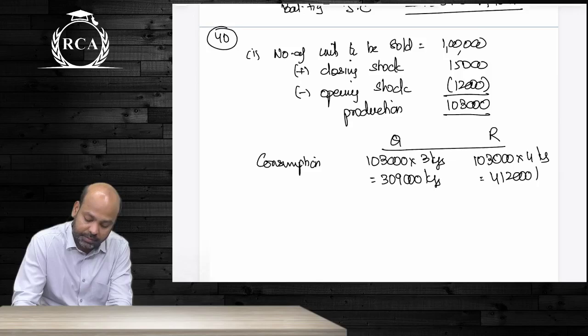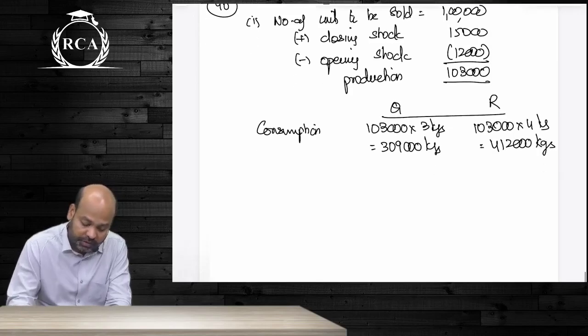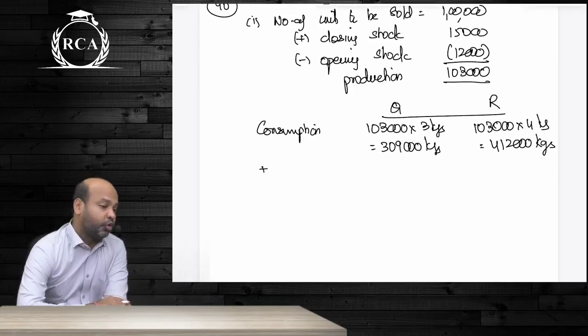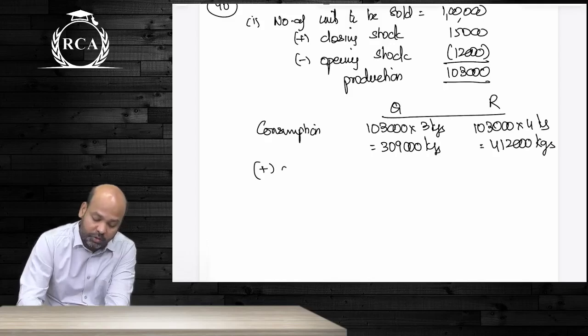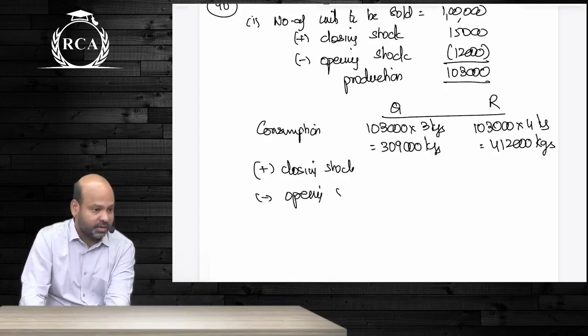4,12,000 kgs. To this if you adjust closing stock guys, opening stock plus purchases minus closing stock is consumption. So consumption ko guys if you add closing stock and deduct opening stock, you get purchases.